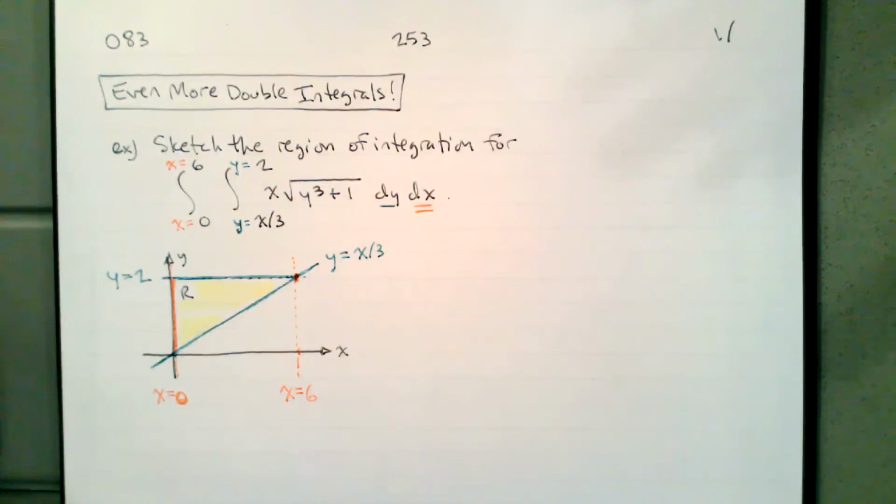Any questions? Yesterday, I would have drawn the region and had you write the double integral. Today, I want to write the double integral and have you draw the region because we have to know things forwards and backwards.